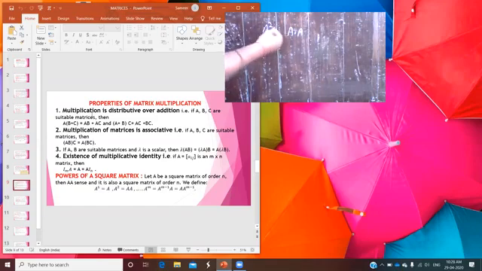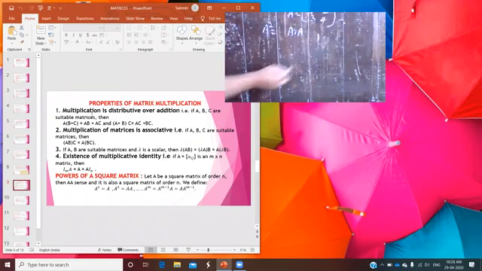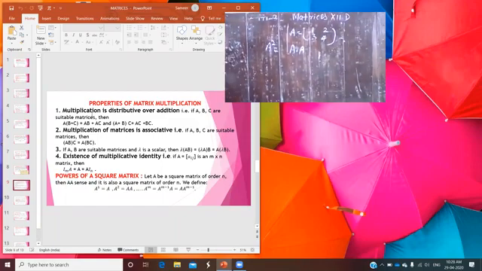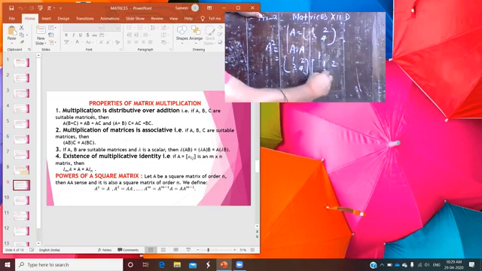For example, suppose matrix A is equal to 1, 2, 3, 4, which is a square matrix. If you want to find the value of A square, you can't write A square is 1, 4, 9, 16. That is not correct. The value of A square means A into A. So how do you find it? First write the first matrix, and then again write 1, 2, 3, 4.